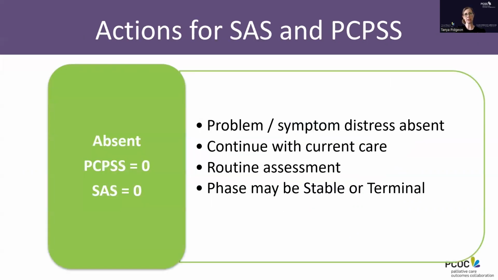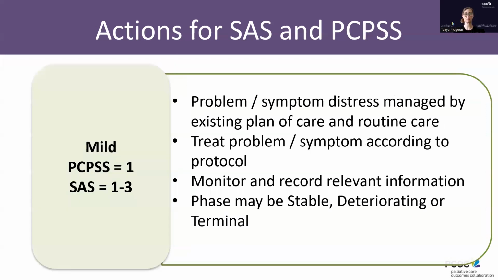Let's go through some of these actions now with each of these scores, and also looking at the SAS as well. So a palliative care problem severity score of 0 for any of the domains and a distress SAS score of 0 for any of the symptoms would tell you that the patient has no problems or symptoms and does not require a change in the care plan. So it means that the present care plan is working and no changes are required. In this instance, the phase may be stable or terminal if all scores are 0.